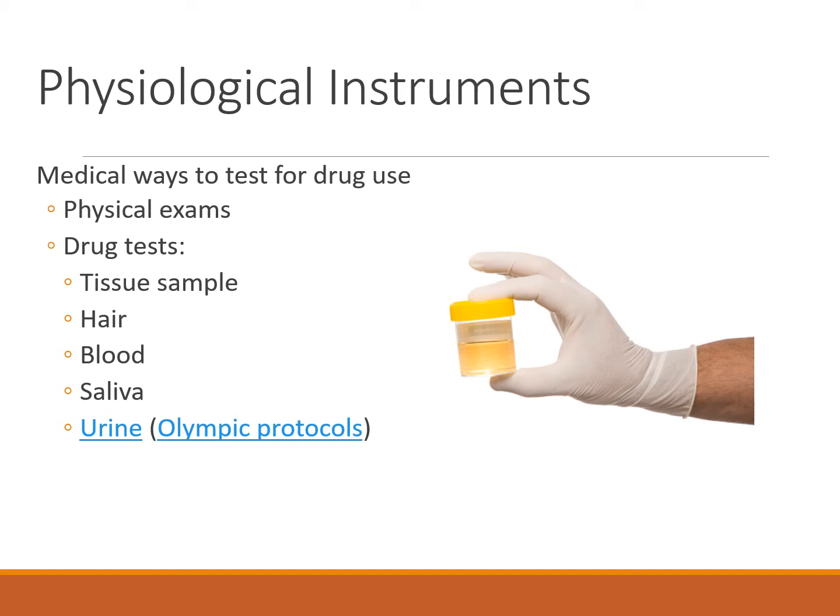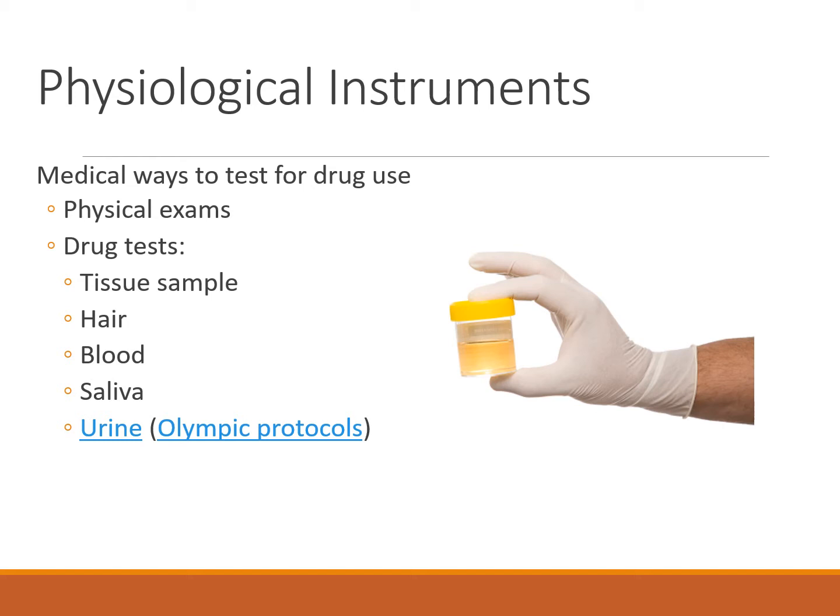Another tool that we use in the assessment process are physiological assessment instruments. We're talking specifically here on this slide about drug tests. Now, there are many ways that you can do drug tests: a tissue sample, hair, blood, saliva. By far the most common in the substance abuse counseling field is urine screening.